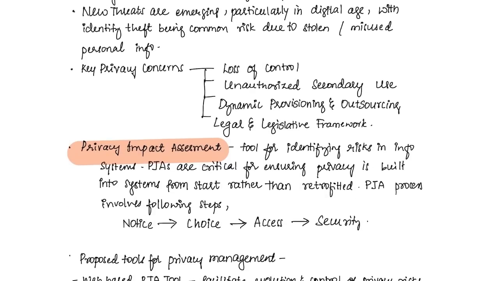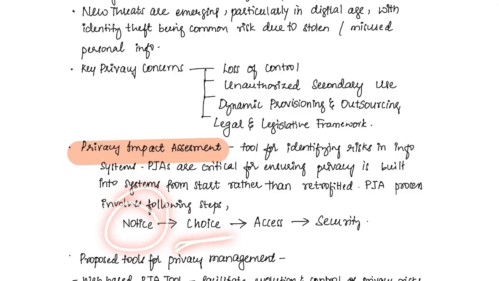What are the steps? How does the process happen? First one we have is notice. So organizations must provide clear information about what data they have collected, how they will use the data, and if the data is being shared, who is accessing my data. The third parties, whoever is accessing my data, all should be notified to me.